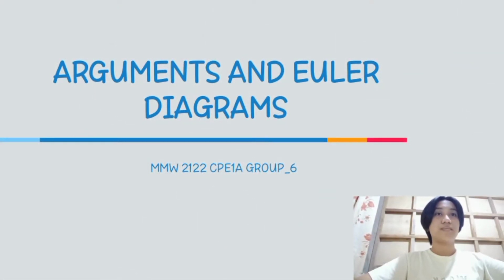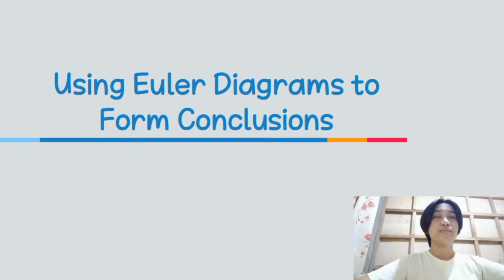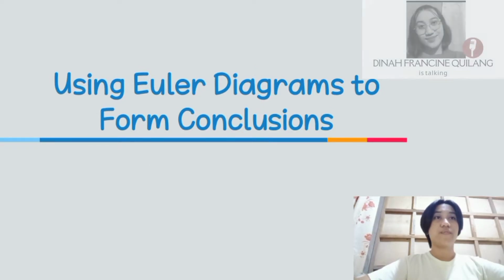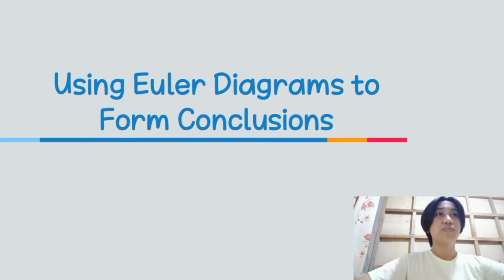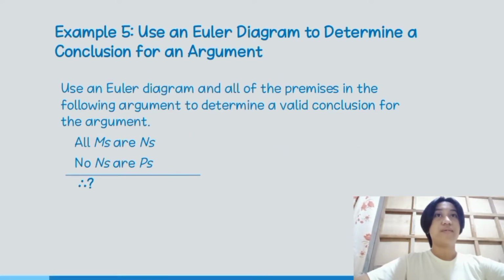And Euler diagrams. Using Euler diagrams to form conclusions. In this part, we will make use of an Euler diagram to determine a valid conclusion for an argument. Example 5. Use an Euler diagram to determine a conclusion for an argument.